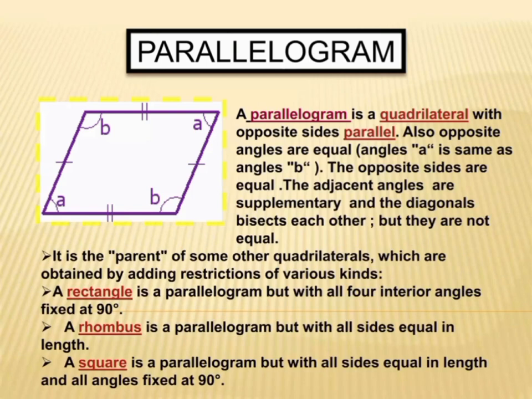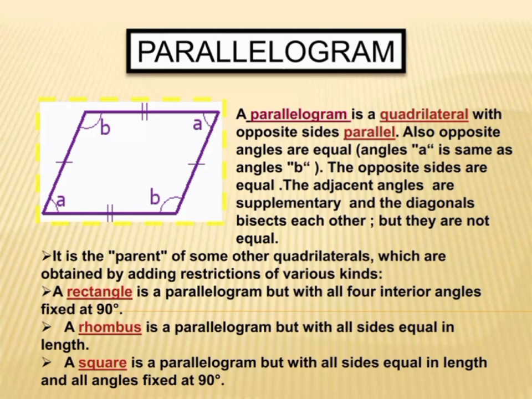The fourth one is the parallelogram. A parallelogram is a quadrilateral with opposite sides parallel. Also, opposite angles are equal. The opposite sides are equal, the adjacent angles are supplementary and the diagonals bisect each other, but they are not equal. It is the parent of some other quadrilaterals which are obtained by adding restrictions of various kinds. A rectangle is a parallelogram but with all four interior angles fixed at 90 degrees.